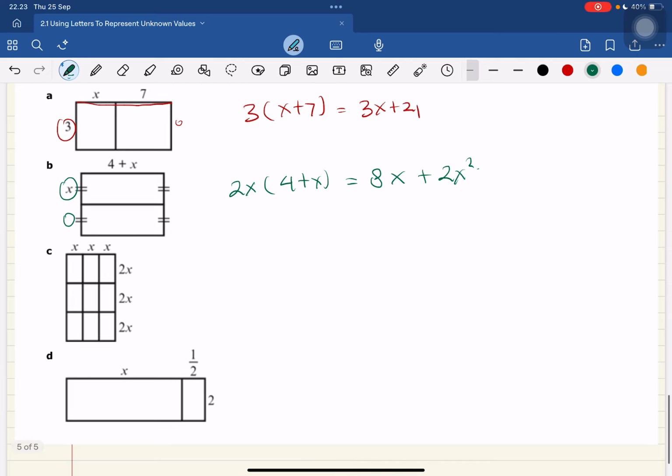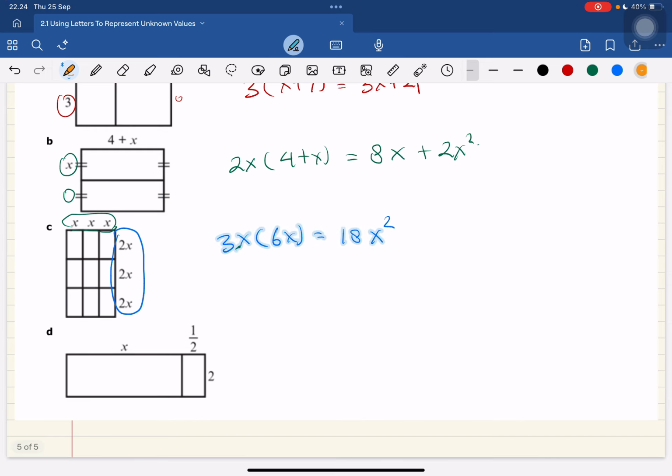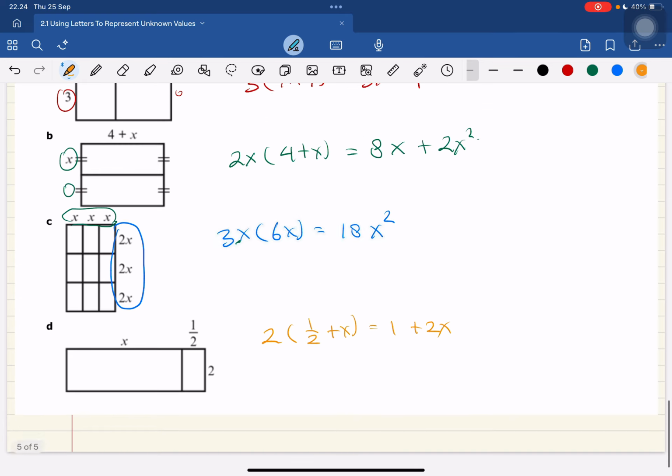Next, we got 3x. So here is 3x, we multiply it by 6x. Okay, 6x. So 3x times 6x is going to be 18x squared. The last one. Okay, the side is 2 multiplied by 1 over 2 plus x, which equals 1 plus 2x. Okay, there it is. Thank you.